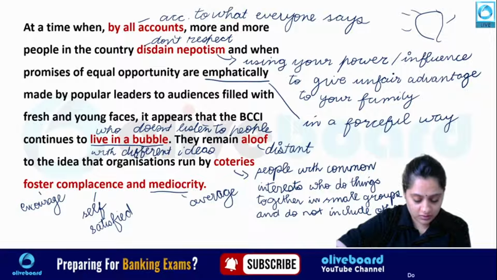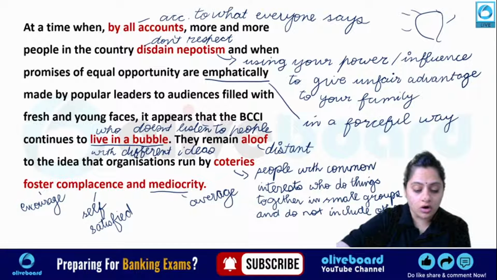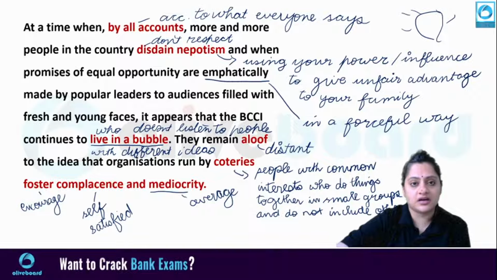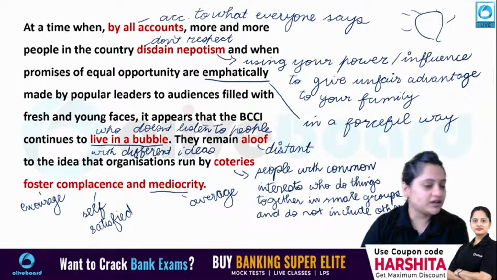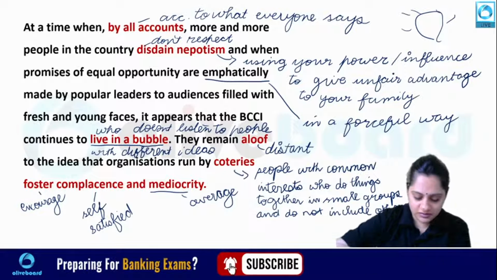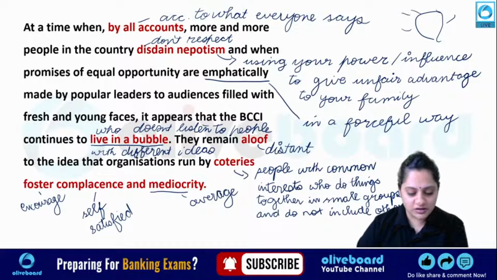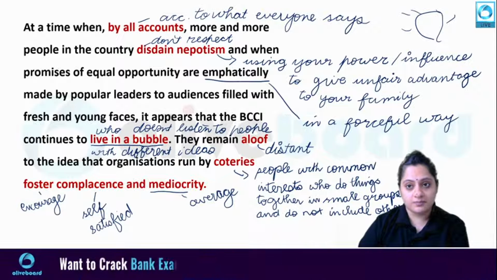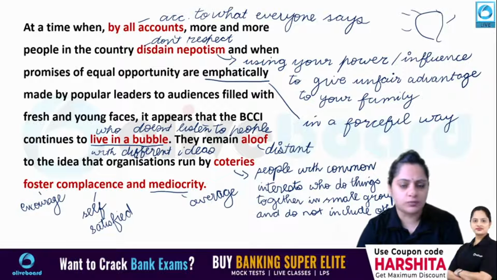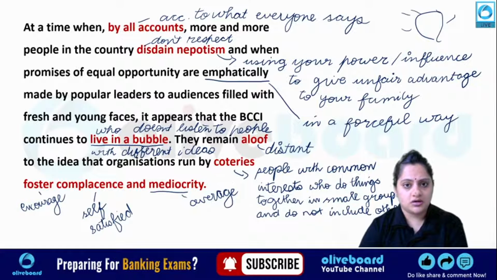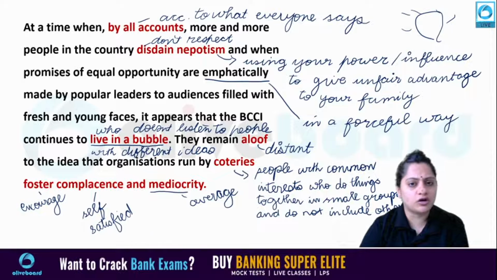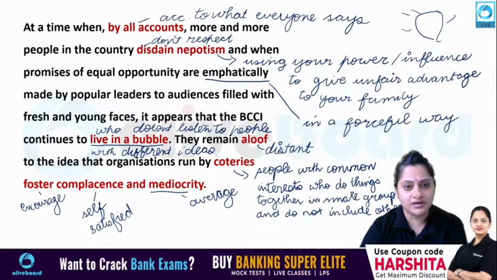So at a time when, this paragraph says, by all accounts, more and more people in the country don't respect nepotism. They don't respect favoritism. Nepotism, you all know, guys. I think Kangana Ranaut has already made the word so famous. So nepotism क्या होता है? जैसे कि if you have power in a company or you have influence, you give unfair advantage, you give a job to your family member. Okay? So more and more people in the country don't respect nepotism. They want equal opportunity. Forcefully, equal opportunity should be given, and there are forceful promises of equal opportunity made by popular leaders to audiences.